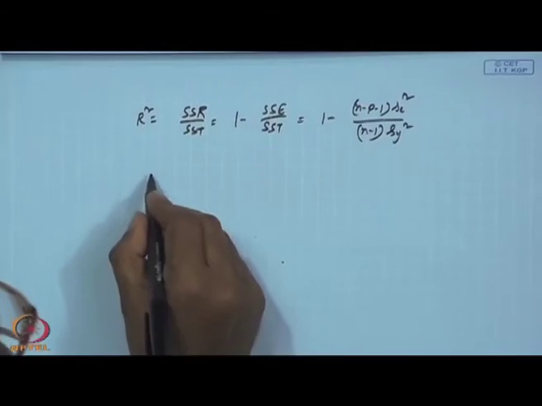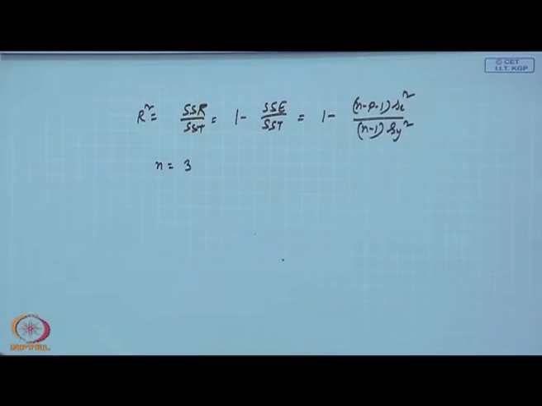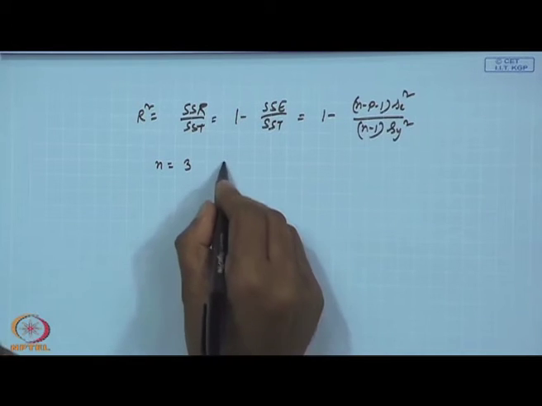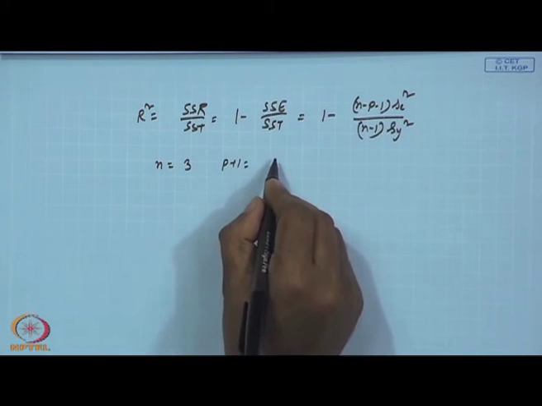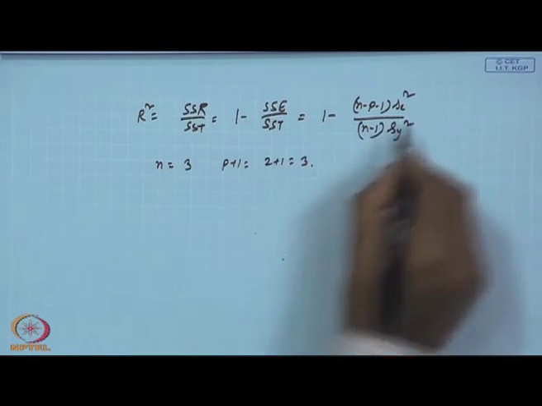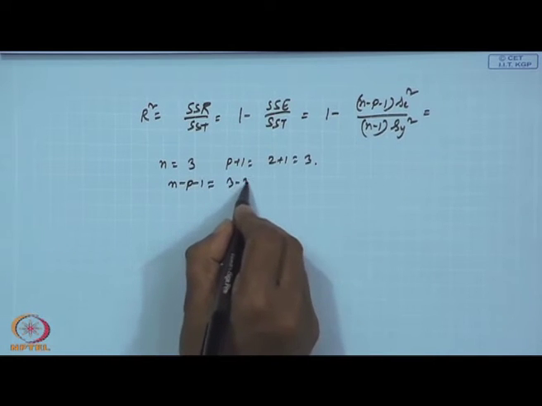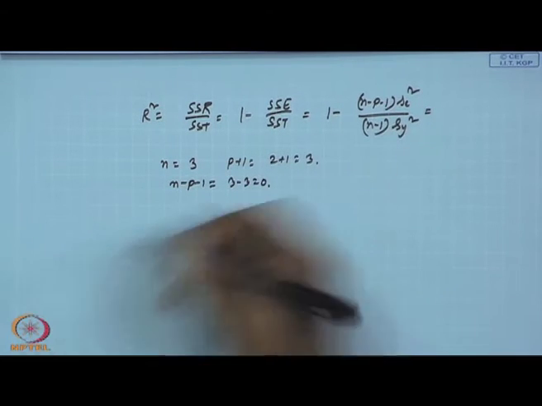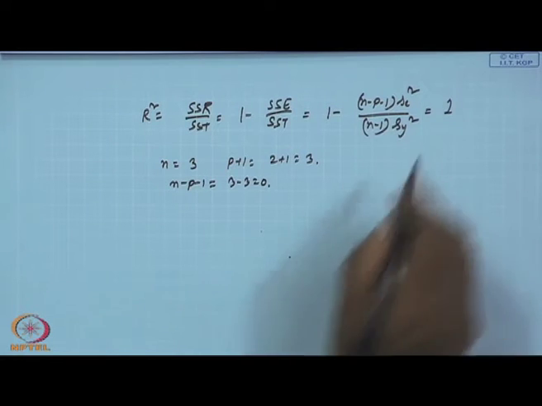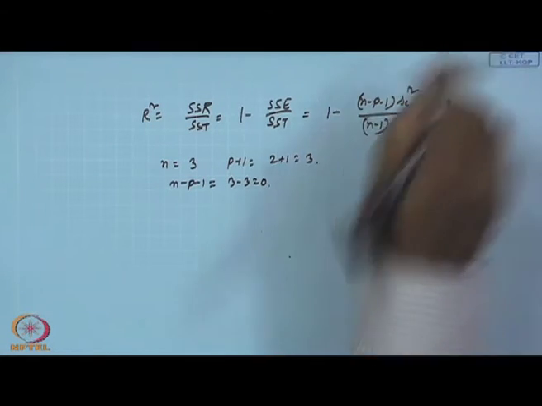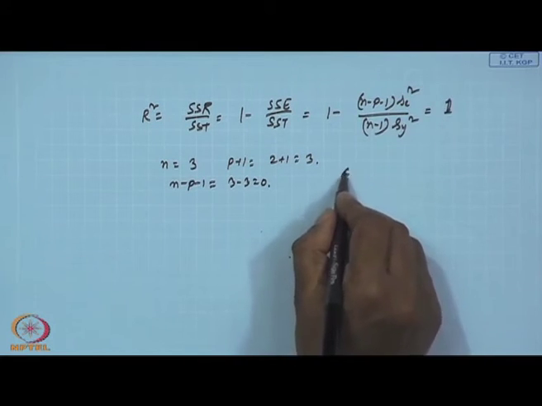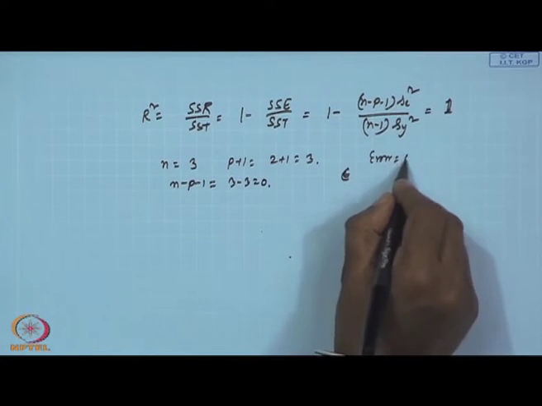Here what is happening? What is the n? N is 3. We have taken 3 observations. What is p plus 1? 2 plus 1, 3. So, if I put here n minus p minus 1, that is 3 minus 3, this is becoming 0. So, your R square is becoming 1, when epsilon will be 0, the error will be completely 0.